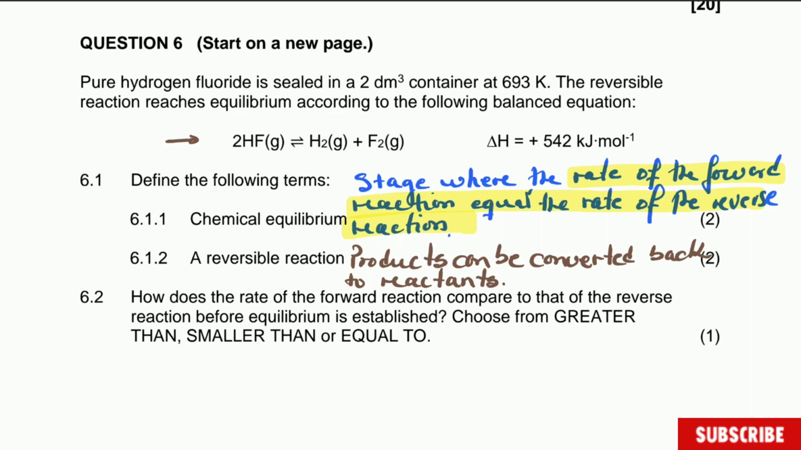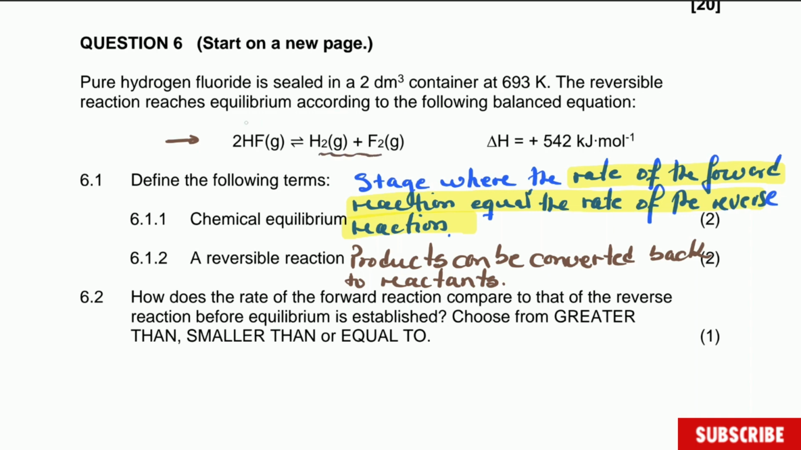That is question 6.1.2. Question 6.2, how does the rate of the forward reaction compare to that of the reverse reaction before equilibrium is established? Choose greater than, smaller than, or equal to. It's very simple as well. So what you need to know is that when the reaction begins, you don't have any product at the beginning.